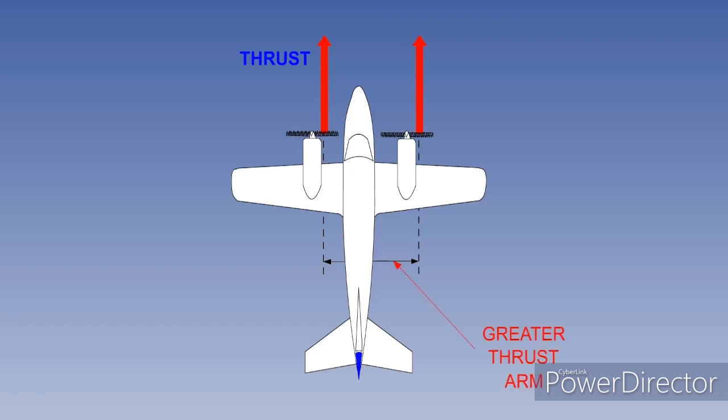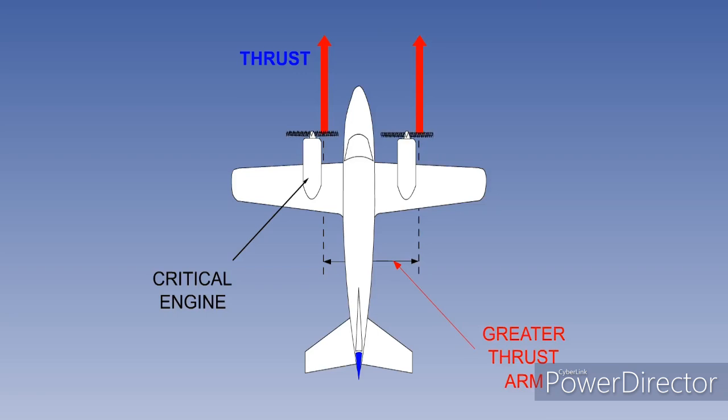So, if the left engine fails, the thrust of the right engine acts through a longer thrust arm and generates a bigger yawing moment, and a higher IAS would be necessary to maintain directional control than if the right engine failed. Thus, at a given IAS, the given situation would be more critical if the left engine failed. The critical engine, then, is the one that would give rise to the biggest yawing moment if it were to fail.